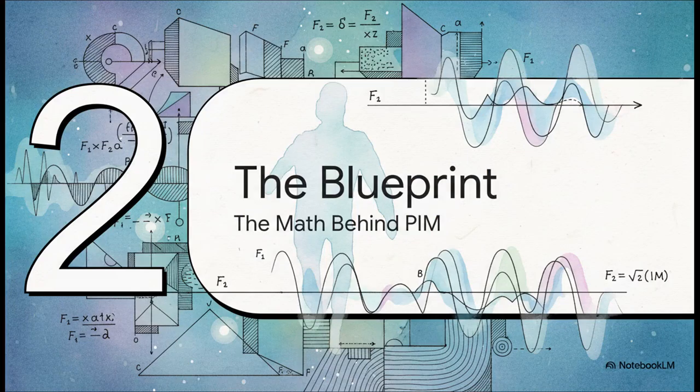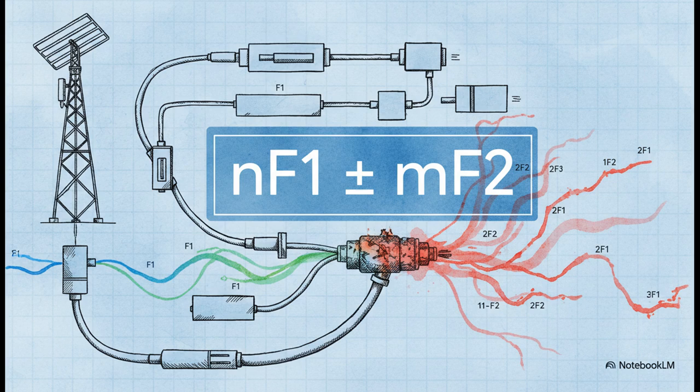So if these ghostly signals are just popping up, how in the world can we predict where they're going to show up? Well, thankfully, it's not totally random. There's actually a pretty simple mathematical blueprint that tells us exactly where to look. And this is it. This is the blueprint for PIM. When two of your carrier frequencies, we'll just call them F1 and F2, mix together in one of those nonlinear spots, this little equation predicts the exact frequencies where those new interference products are going to appear.